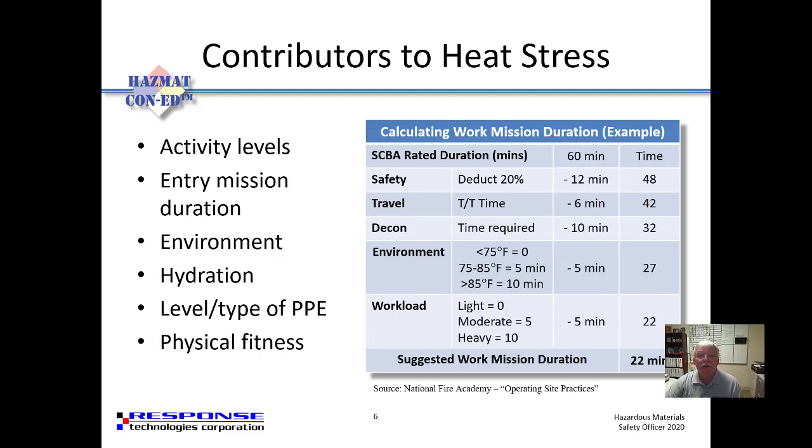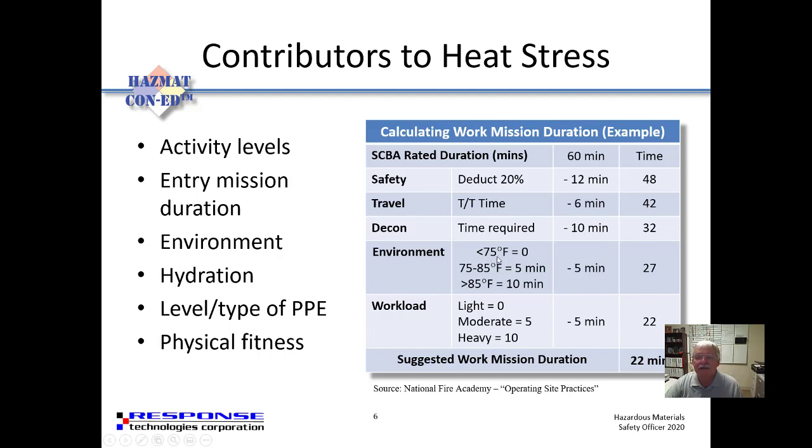Calculating the work mission duration, there's a model from the National Fire Academy on calculating the work mission duration from their operating site practices class that suggests that we take 20% right off the top of our 60-minute SCBA time as a safety measure. Then we do our round-trip travel time down and back to the scene. Let's say that's 3 minutes each way. If it takes us 10 minutes to decontaminate somebody, we need to take that 10 minutes off.